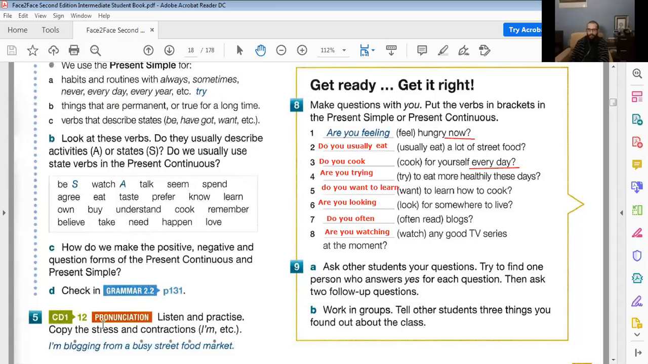Are you trying... No, not this question. Do you cook for yourself every day? Yes, not every day, because I am single and I have my mother, she cooks, but sometimes I cook, especially on the weekend.